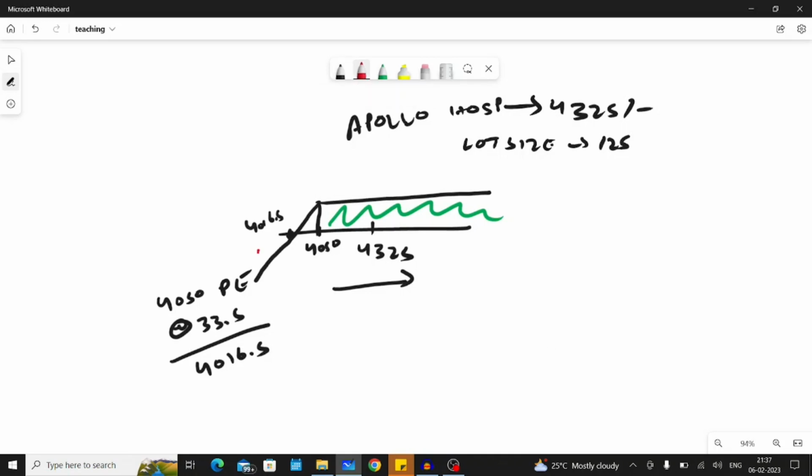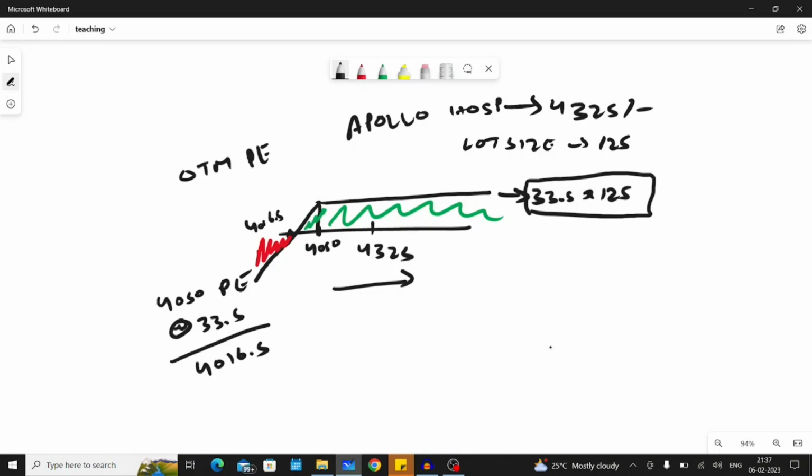So this is the area where we are going to make a loss, and this will also be a profit, but it will be less than this, which is 33.5 into the lot size. So this is the profit which we are going to make in the out of the money put option.